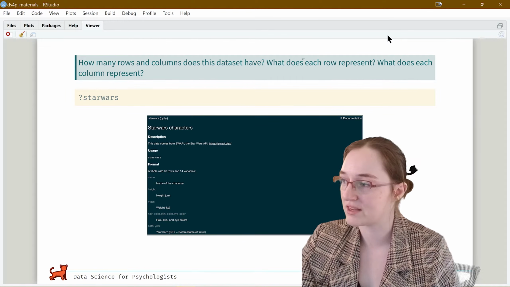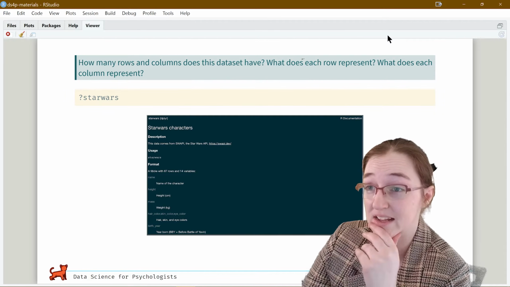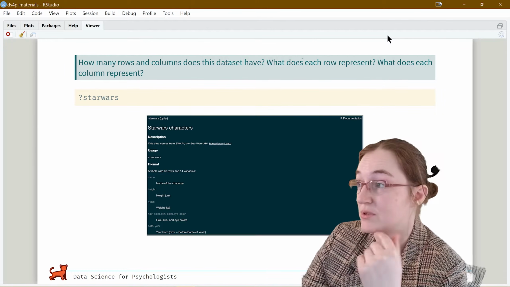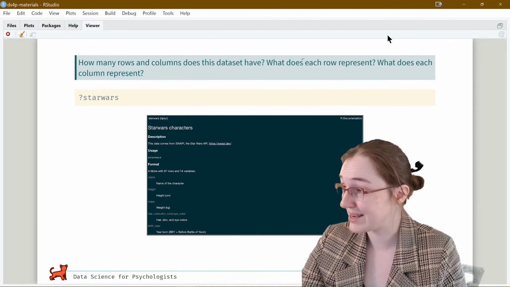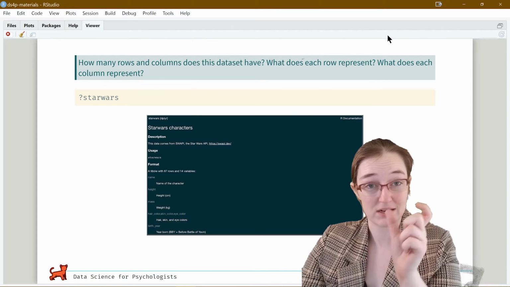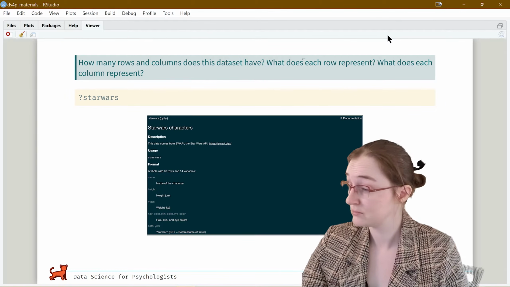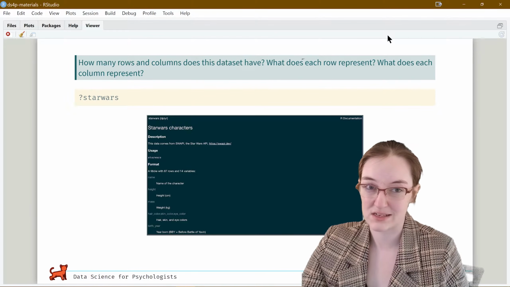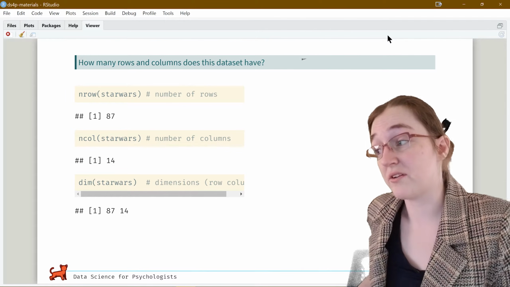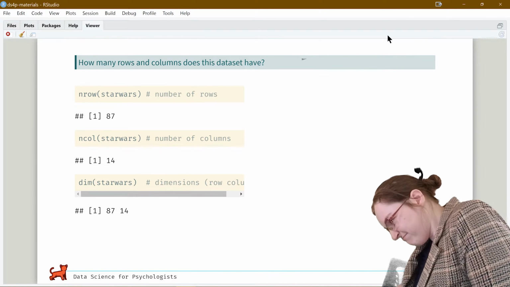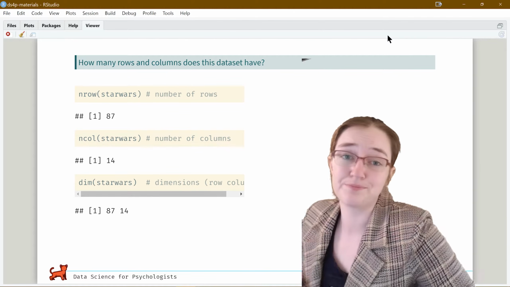Other big important things to figure out are how many rows and columns each data set has. What does each row represent? What does each column represent? You can get a little more information about the data set by putting a question mark and then the data set, and it should pull up the R documentation. It should. Sometimes it does not. So we can summon a couple of really straightforward functions. There we go. Super graceful. I know.